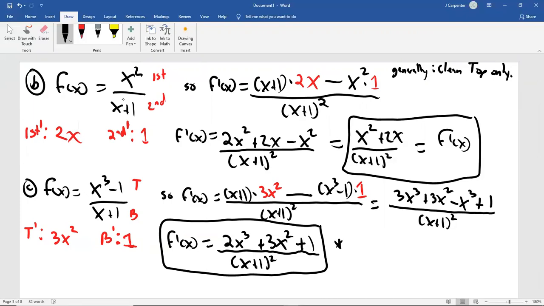And as I noted earlier, maybe the top can be factored to then reduce the whole fraction. Maybe. Sometimes it can. If it can, then do so. If it can't, then don't. That's going to have variability from problem to problem.